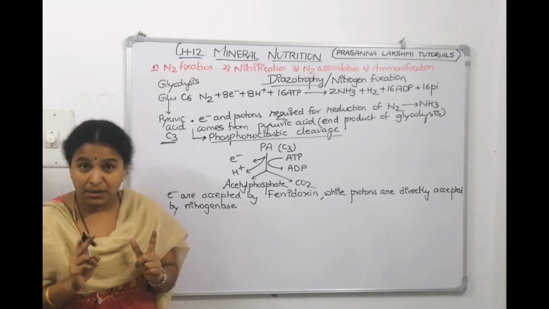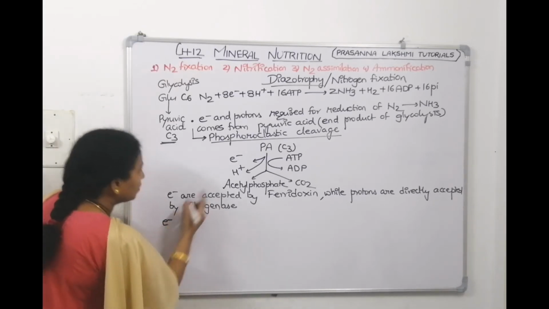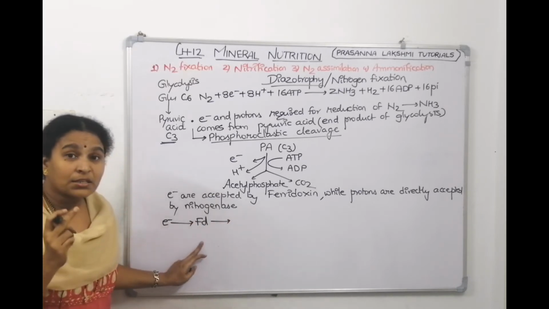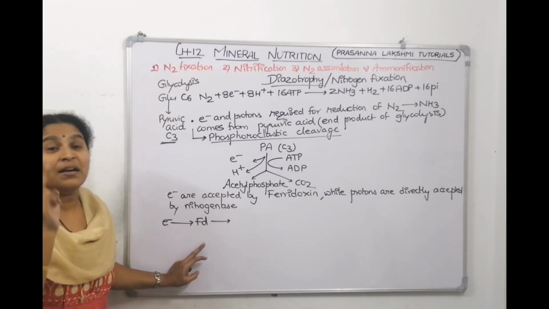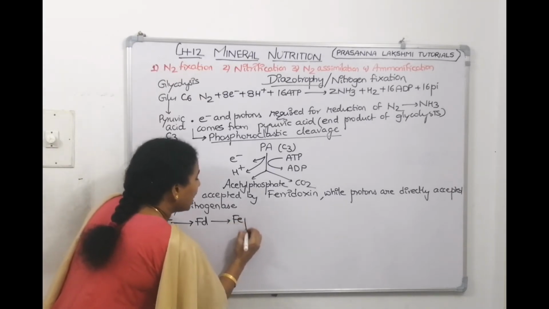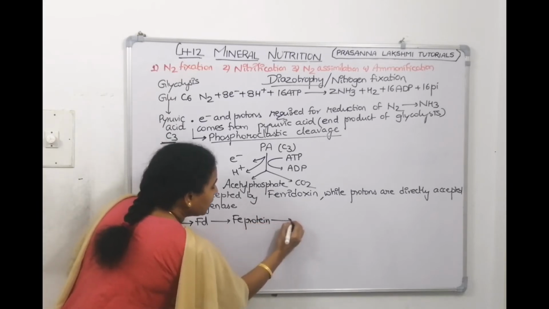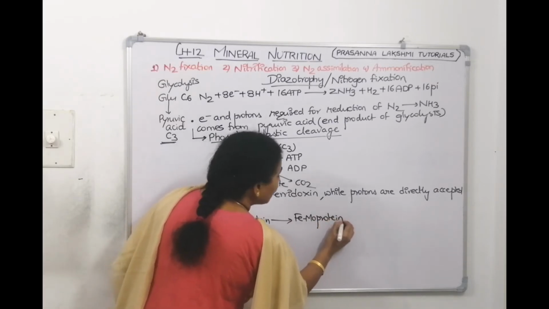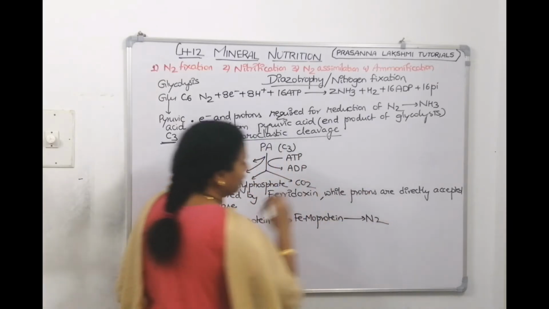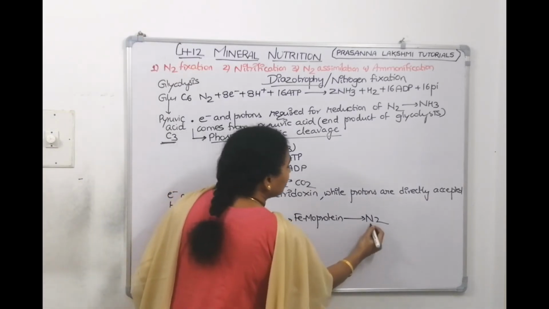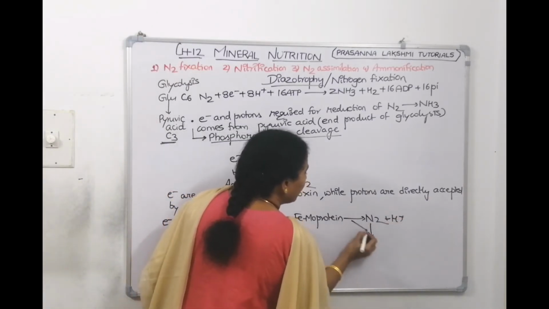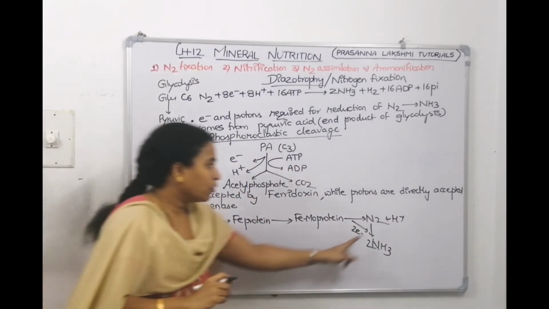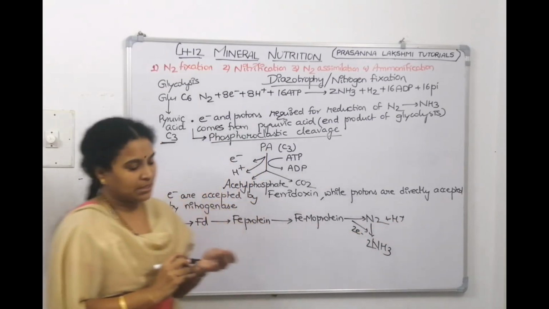Got it, children? Understood? Now, the electrons are first accepted by ferredoxin. Ferredoxin will give to the dimer iron protein. Iron protein will give to iron molybdenum protein. Iron molybdenum protein will give to nitrogen. And then the nitrogen will take protons also, will take electrons also, and becomes ammonia.